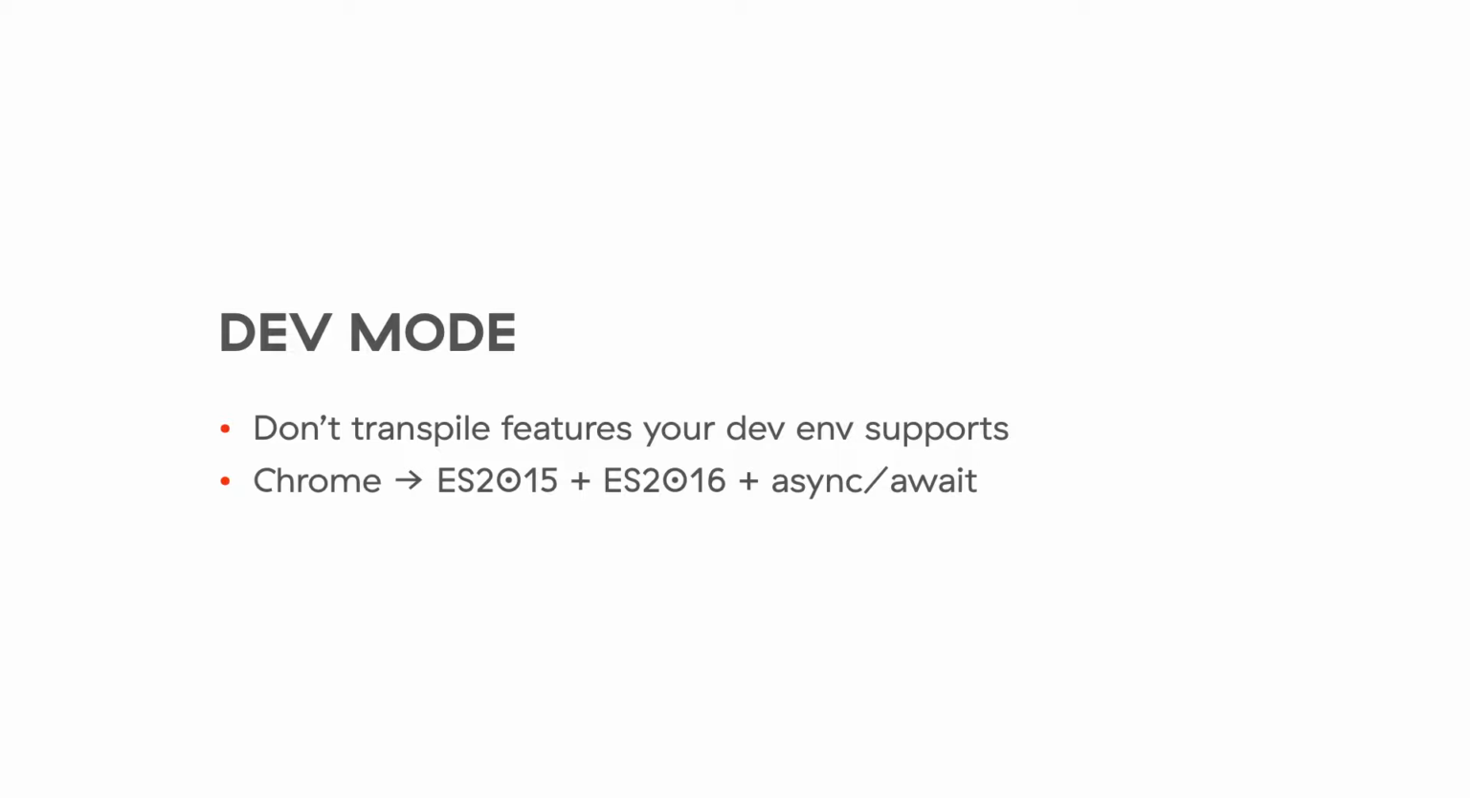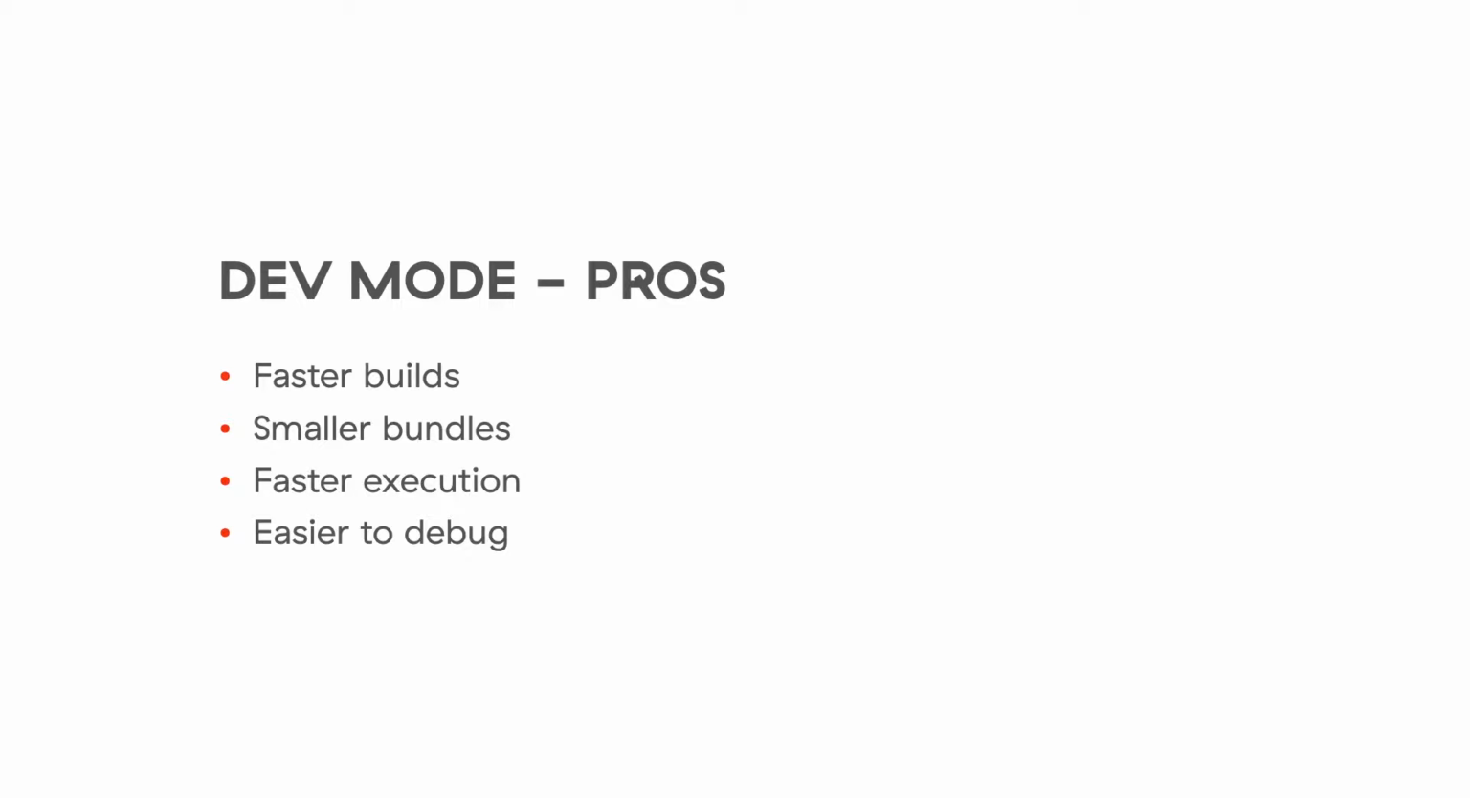There are some pros, of course. So it's faster builds. You probably still need to build it, but you don't need to transpile it. So you'll probably only concatenate it or something like that. The bundles are smaller, so it will take shorter time to load them. It will take shorter time to parse them, and the execution will be faster.